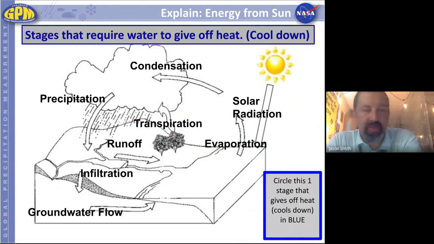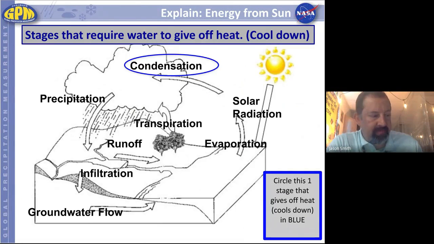Now let's take a look at which ones require water to give off heat. So they cool down because of the water. And we're going to circle those in blue. And that is condensation.